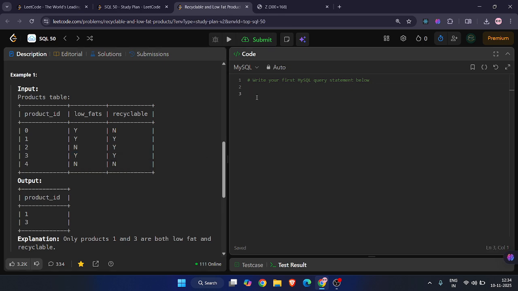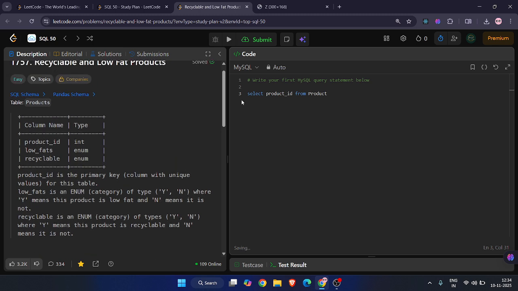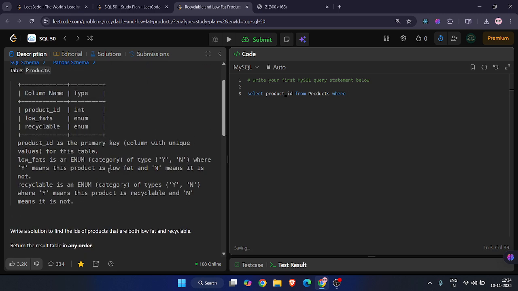Okay, so let's write a query for this. Select product_id, because we need the product IDs from the products table. So the table is products, and here is the filtering logic: where low_fats equals 'Y' and recyclable equals 'Y'. Okay, so let's run this.